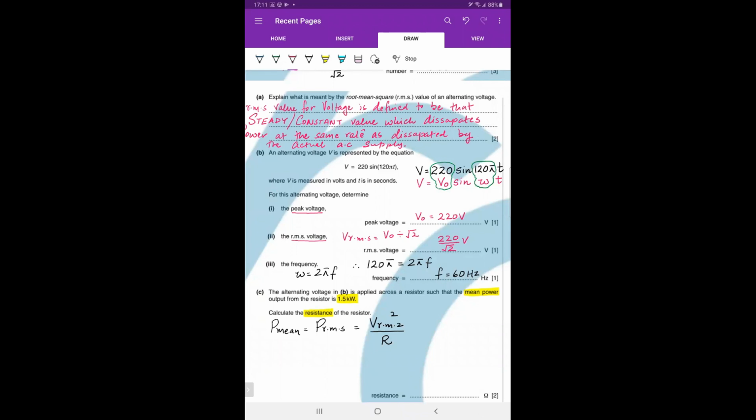Okay, I'm basically using the basic power formula, V square upon R. So the mean power is the same thing as the RMS power. That is V RMS square upon R. Power is 1.5 kilowatts. We just worked out the value of voltage, which was 220 divided by under root 2.